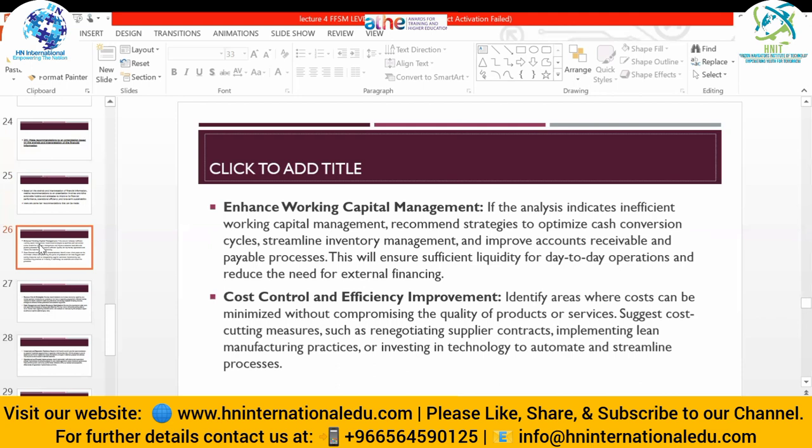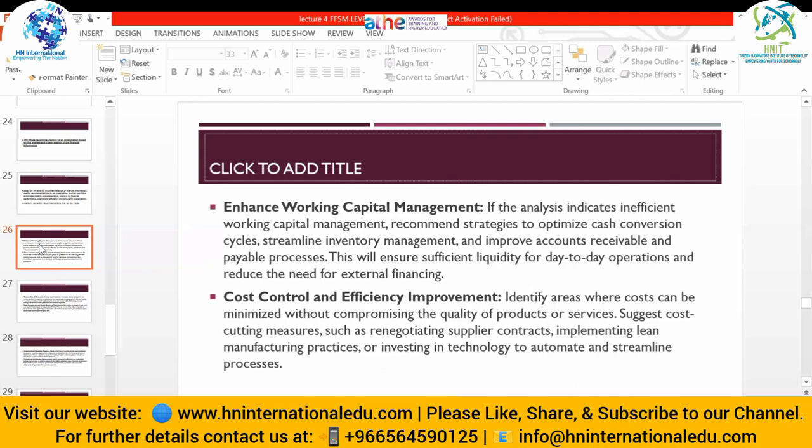Enhance working capital management. If the analysis indicates inefficient working capital management, recommend strategies to optimize the cash conversion cycle, streamline inventory management, and improve accounts receivable and payable processes. Working capital, I told you, is the one in which we do day-to-day calculations of our cash flows. How much money is coming in, how much money is going out, what is happening in the organization.